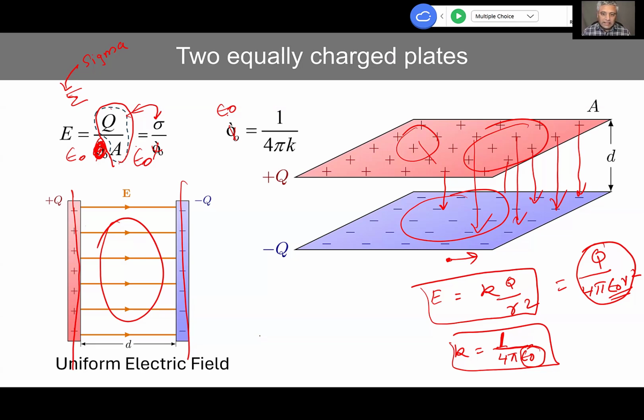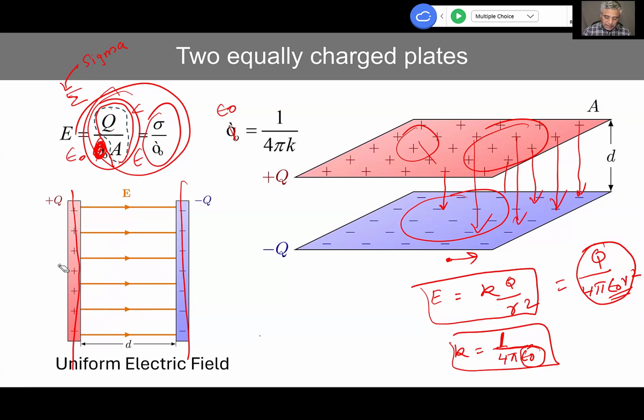So what did we learn here? The field between two long, oppositely charged plates is constant, and its value is given by this equation here, either this or just this one here. This kind of field is called a constant field or uniform field. Uniform also means constant, not changing.